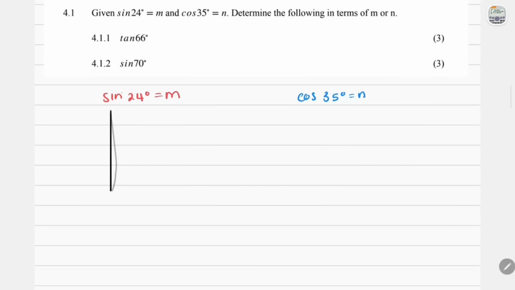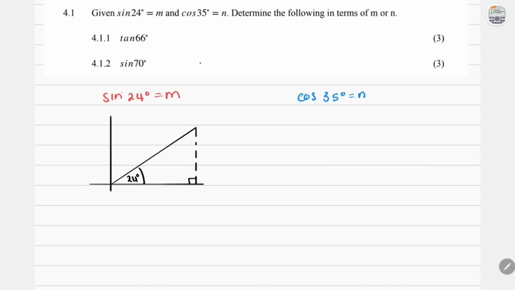So they will both be in the first quadrant. The reason is that 24 degrees, if you measure, is in the first quadrant, greater than 0 degrees but less than 90 degrees. So we could just measure that there and say this is our angle 24 degrees, and then a line down to the x-axis, perpendicular. Okay, so this is sine 24 degrees is equal to m.